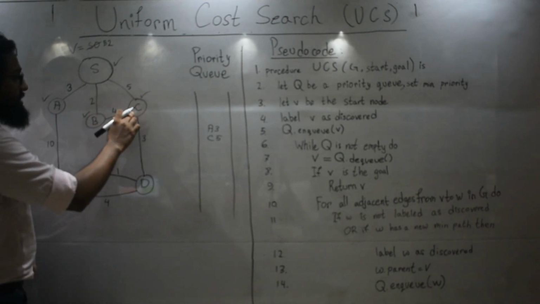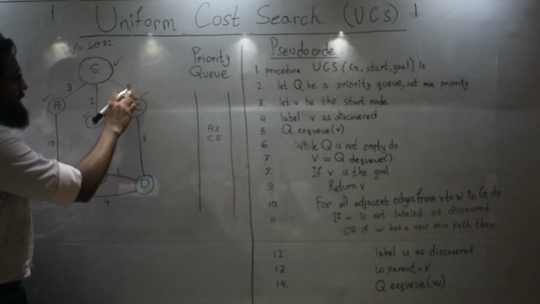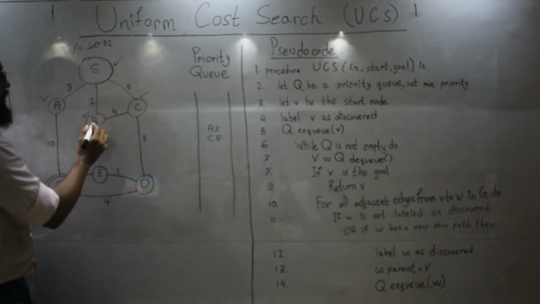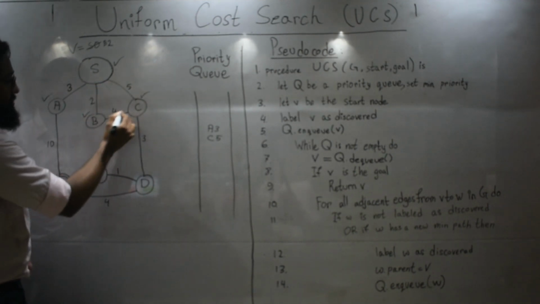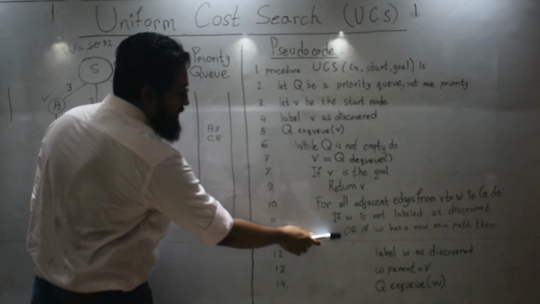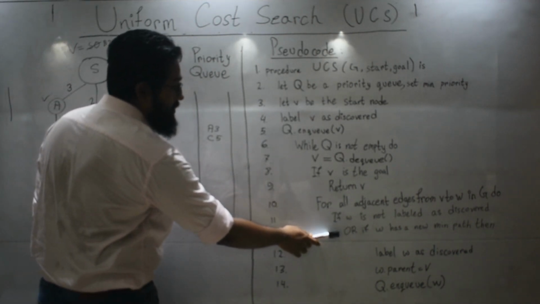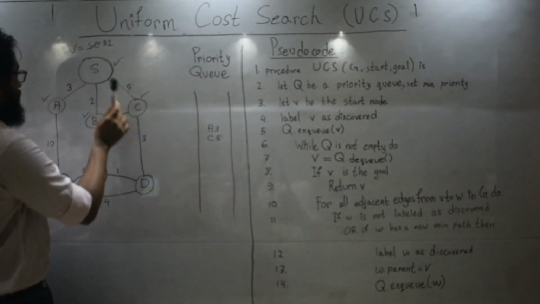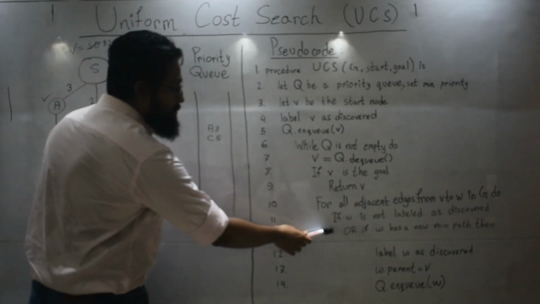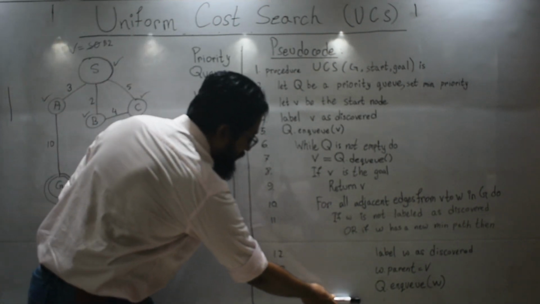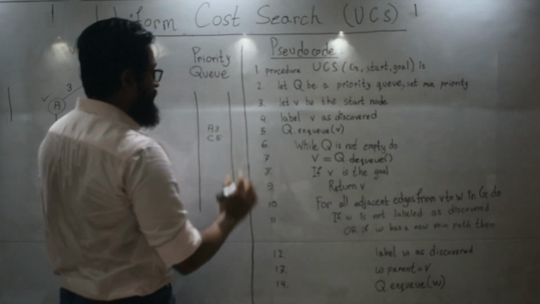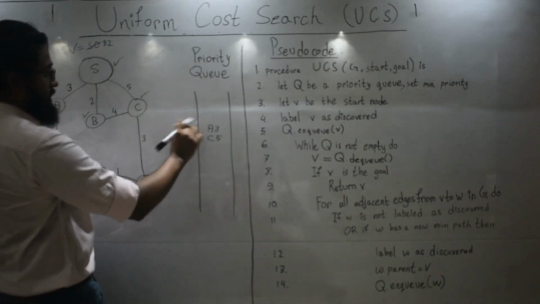And in case of C, you already see that C has a path cost of 5. So if you associate 2 plus 4, C would have a cost of 6. So this condition will also not be fulfilled for both of them. They are already discovered and they already have minimum path. So you will skip all these for B2 and then again come to line number 7.